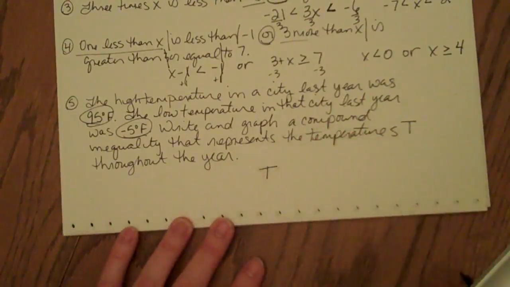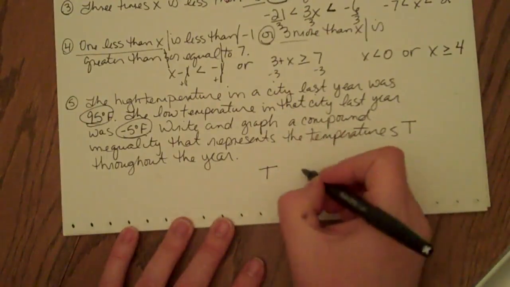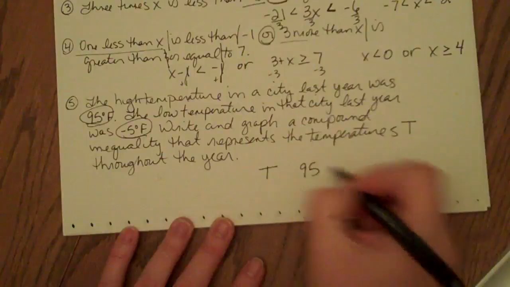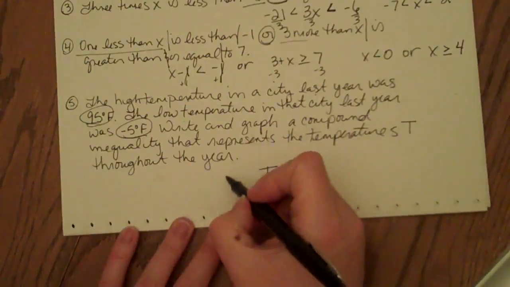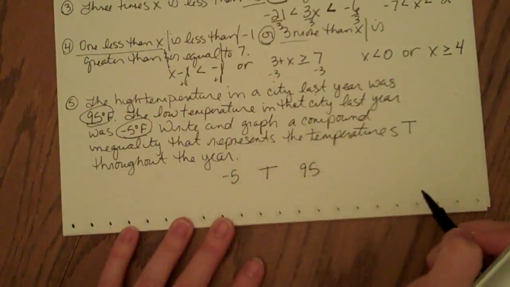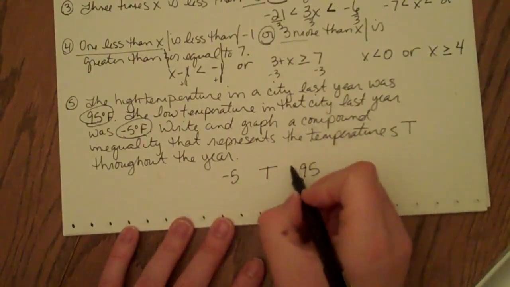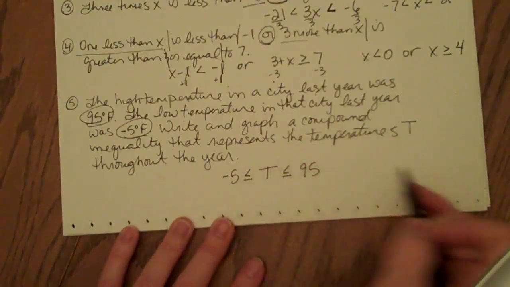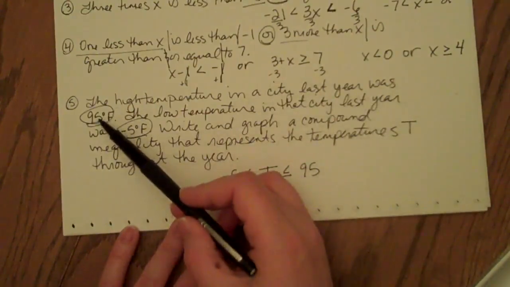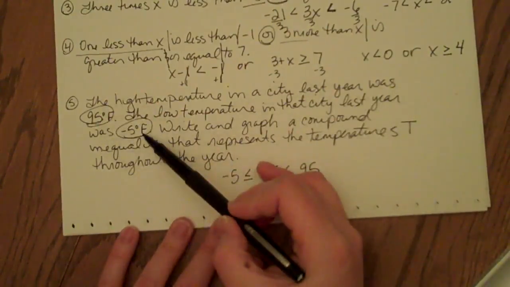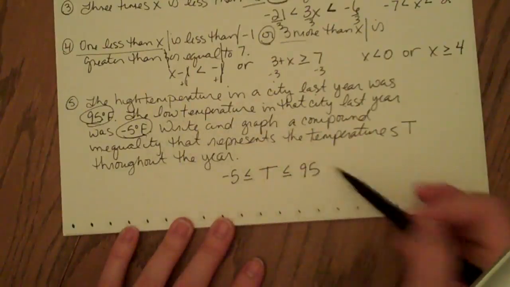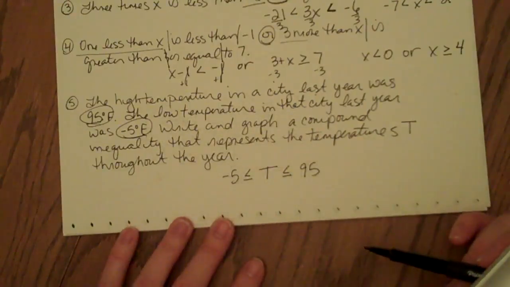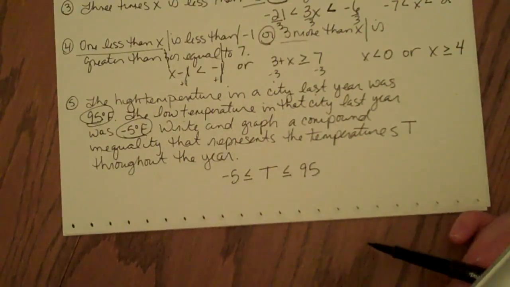So we have a T in the center. The high, the big number goes on the right as 95. The smaller number goes on the left as the negative 5. And so we want to have a less than or equal to here, less than or equal to here. We want the or equal to because we were told that the high was 95 and the low was negative 5. So negative 5 and 95 would be included in our possible numbers.